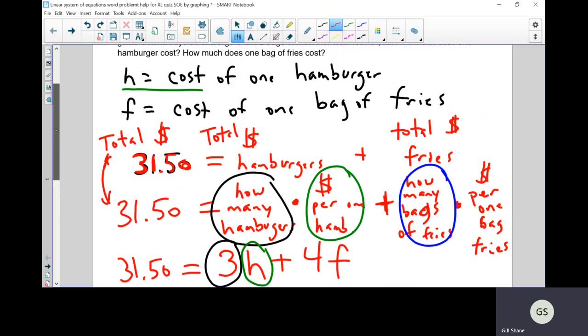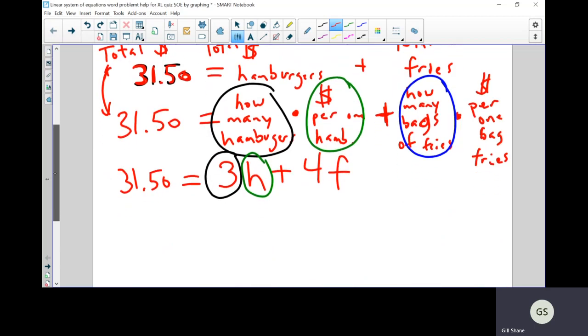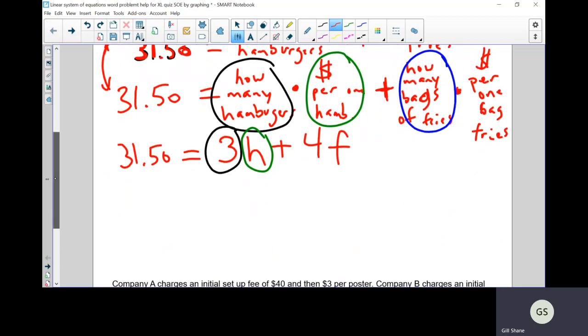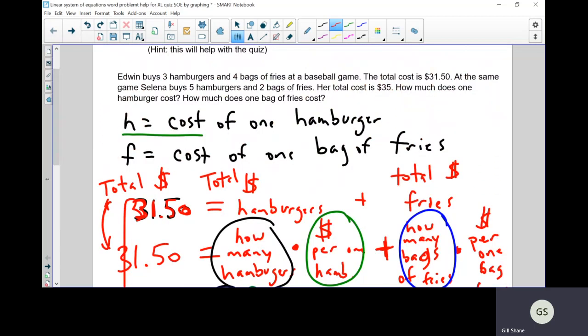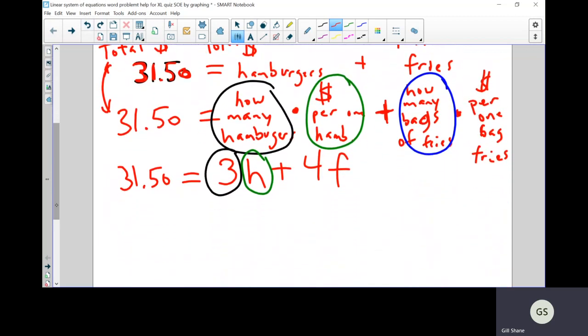Now we look at Selena. So Selena bought 5 hamburgers, 2 bags of fries. Her total cost was $35. I don't know why it does that, it drives me crazy. Her total cost was $35. She bought 5 hamburgers, so the concept is the same, and then 2 fries.